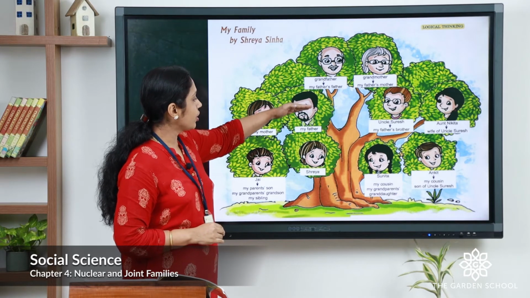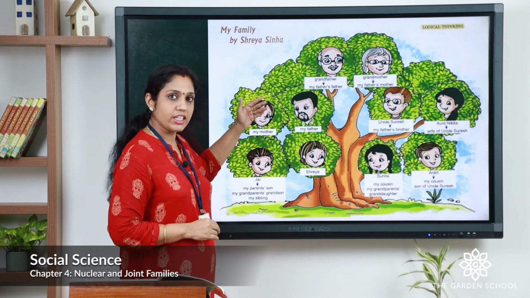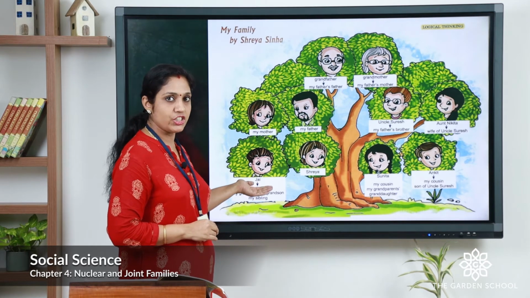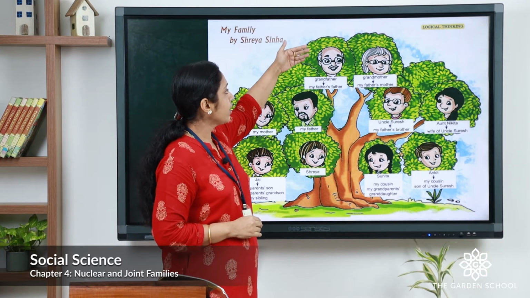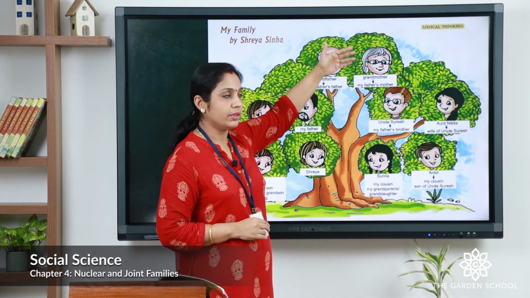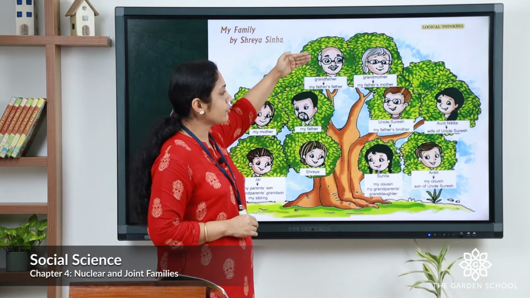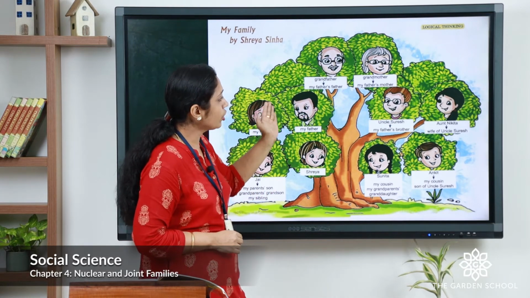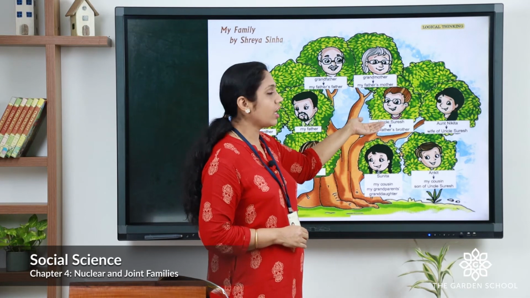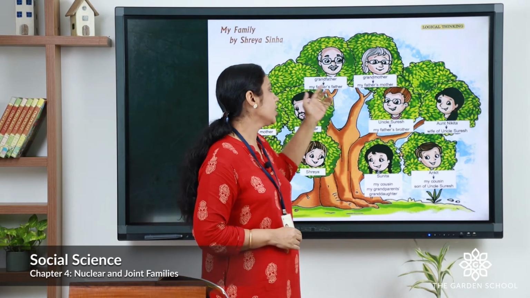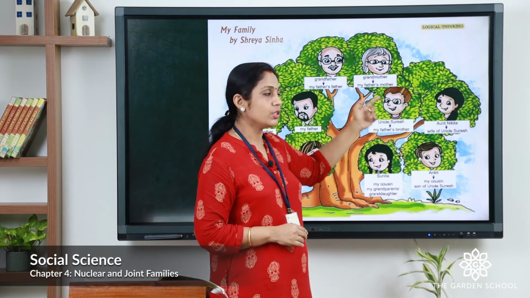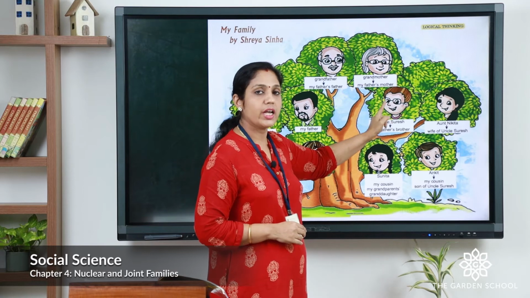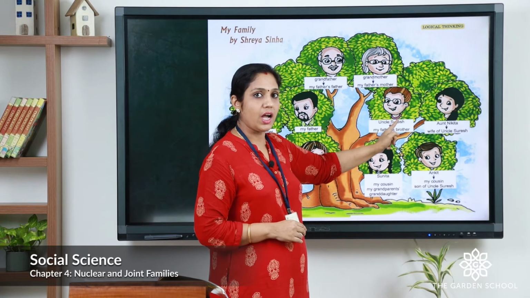Now we can see the picture of Shreya's father and mother. So they are the mother and father of Shreya and Jay. On top you can see their grandfather and grandmother. Shreya's father's father and father's mother you can see in this picture. Moving on to the next side, you can see Uncle Suresh. Who is Uncle Suresh? My father's brother. So Shreya's father's brother is Uncle Suresh. And what does she call him? She calls him uncle.